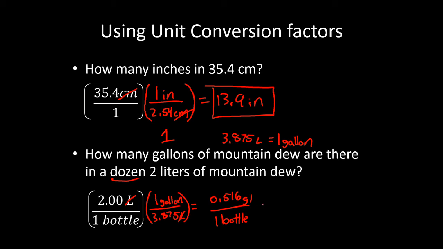But I have 12 bottles. So if I multiply that number by 12, that will get rid of my bottles unit, so to speak, there. And it will tell me that in my 12 2 liters, I have 6.2. Let's see, actually I should have 3 sig figs there. So actually it would be 6. Just rewrite that, 6.19 gallons.